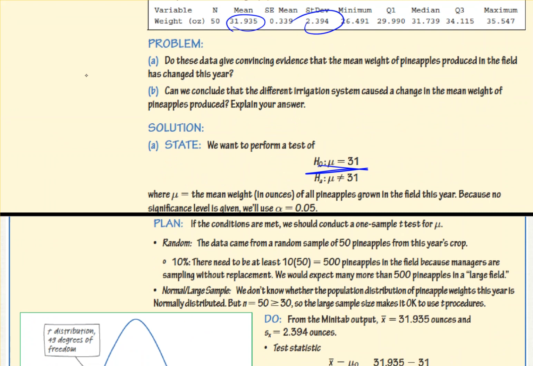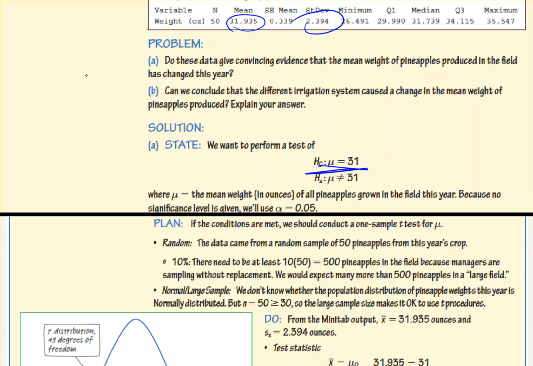So, part B, can we conclude that the different irrigation system caused a change in the mean weight of the pineapples produced? Fill in your answer. Remember, in order to conclude cause and effect, it needs to be a well-designed experiment. We'd have to compare two sets of data that are very similar, where the only tangible difference between them is whether it had a new irrigation system or not. We don't have that, so I would say no.